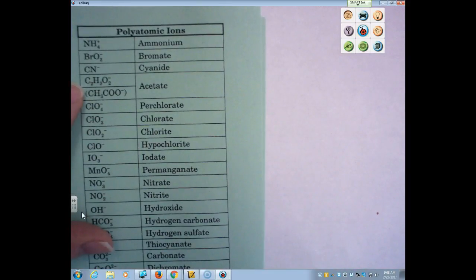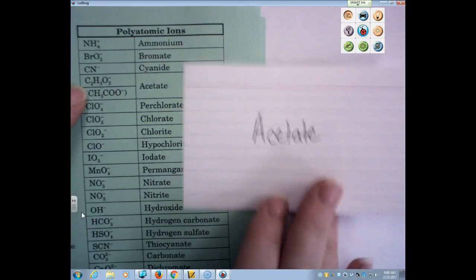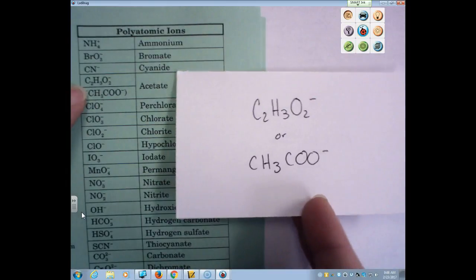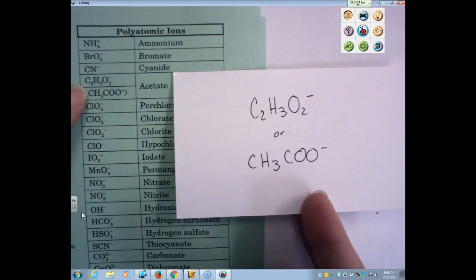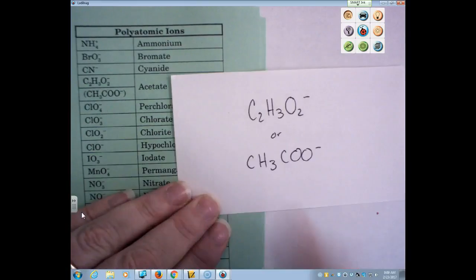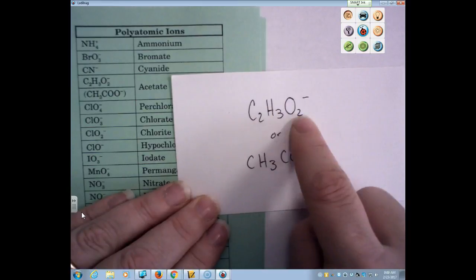With something like acetate, where I had both of them, another one would be hydronium. You can write the name on one side, we have acetate, and then you can just put both of those on the same flashcard. You only have to remember one, but you've got to recognize both, and that'll help you do that by having them on the same flashcard. And again, I would read this one as C2H3O2 negative.